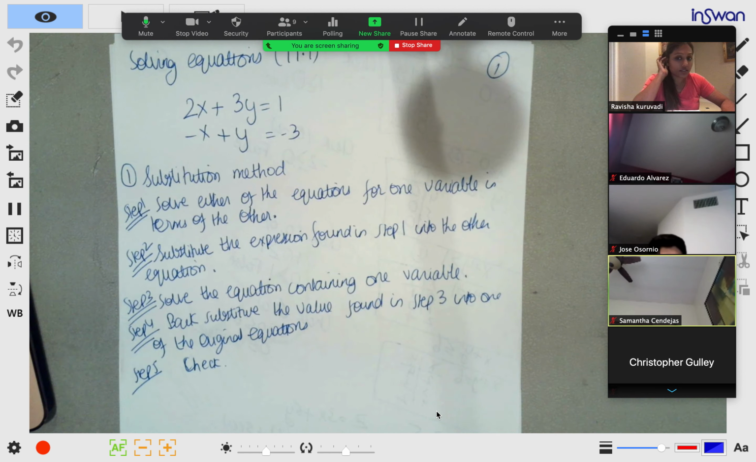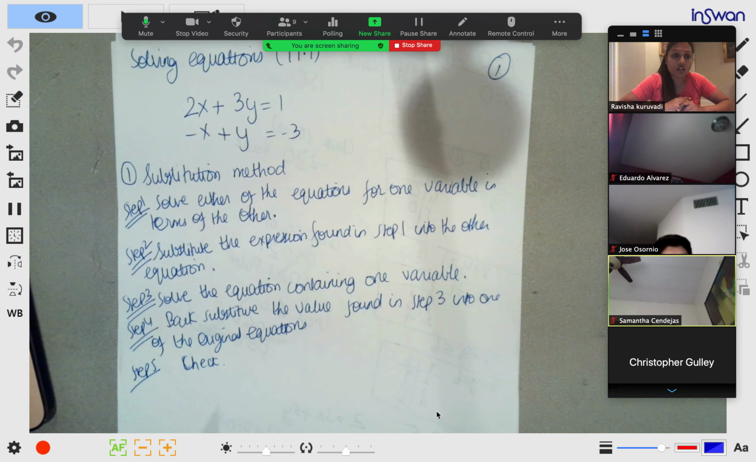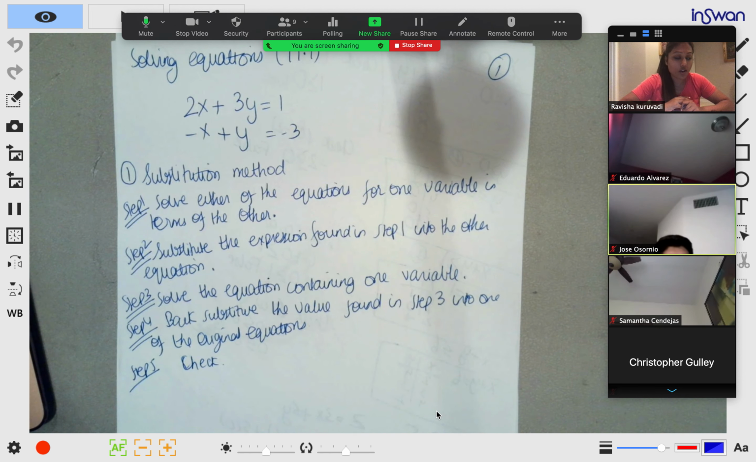So these are the steps here. The first one says solve either of the equations for one variable in terms of the other. The second says substitute the expression found in step 1 into the other equation. Step 3 says solve the equation containing one variable. Step 4 says back substitute the value found in step 3 into one of the original equations. Step 5 is check.